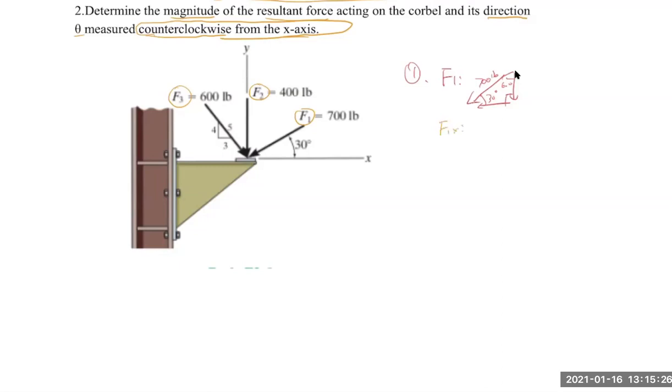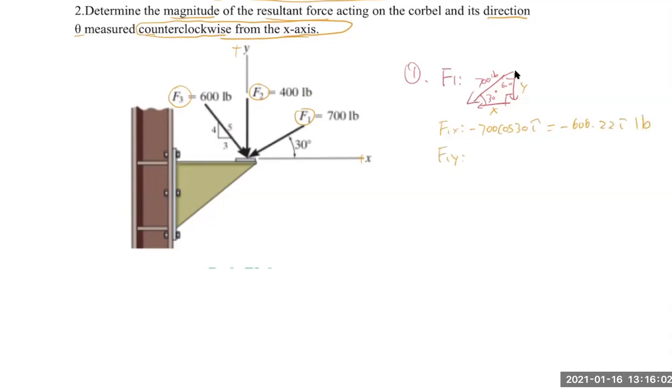F1x is going to be equal to negative 700 cosine 30 i hat. It's negative because this is the positive direction for y, and this is our x, this is our y. The x is going to the negative x direction, so we know that this is negative 700 cosine 30. If we plug this into the calculator, we're going to get negative 606.22 i hat. Don't forget our units, pound.